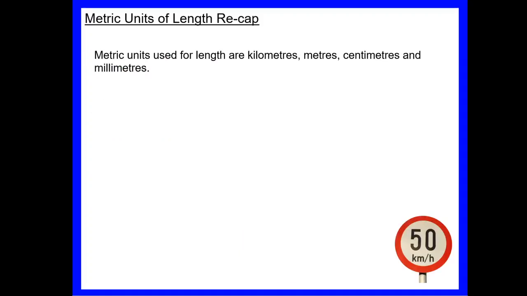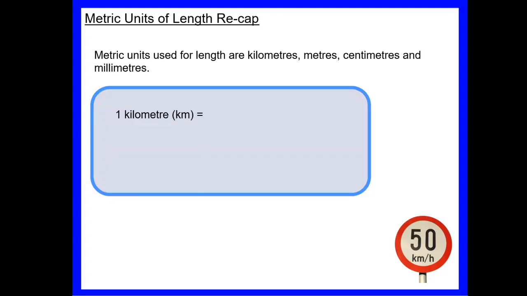Okay, to start then, let's just do a quick recap on those metric units of length. So our units of length are kilometres, metres, centimetres and millimetres. So 1 kilometre is 1,000 metres. The word kilo means thousand, so anything with that prefix of kilo means it's going to be 1,000 of something.